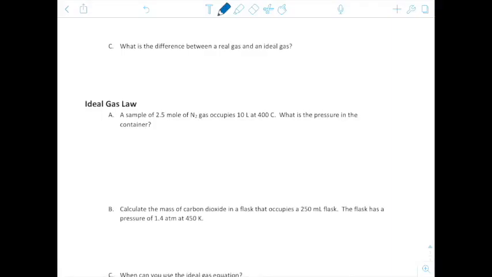A, for the ideal gas law, it says a sample of 2.5 moles of nitrogen gas occupies 10 liters at 400 degrees Celsius. What is the pressure of the container? So the ideal gas law is PV equals nRT. P is pressure, V is volume, n is the number of moles, R is the ideal gas law constant, and T is temperature. Remember that our pressure needs to be in atmospheres, volume needs to be in liters, temperature needs to be in Kelvin, and n needs to be in moles.